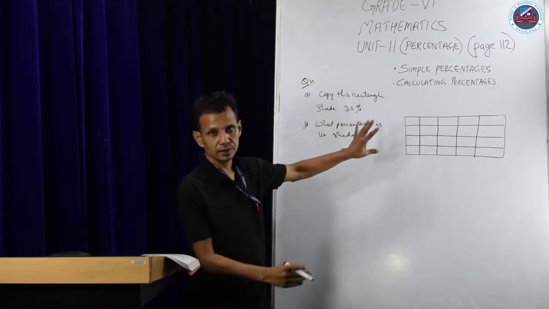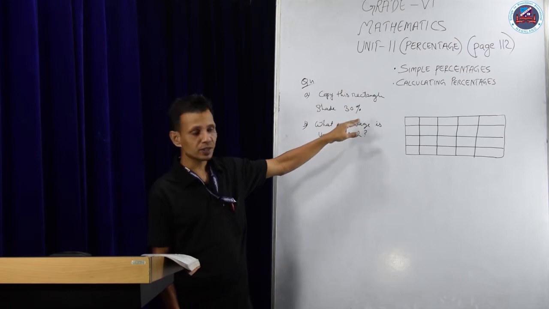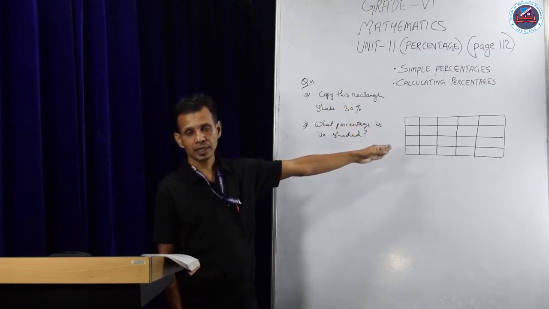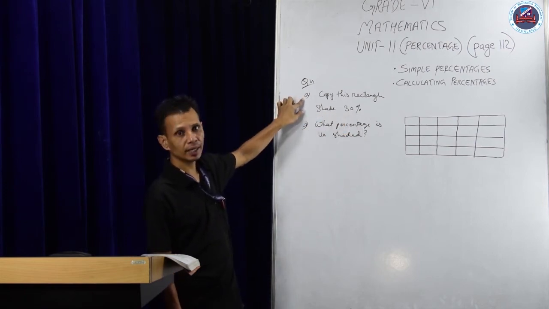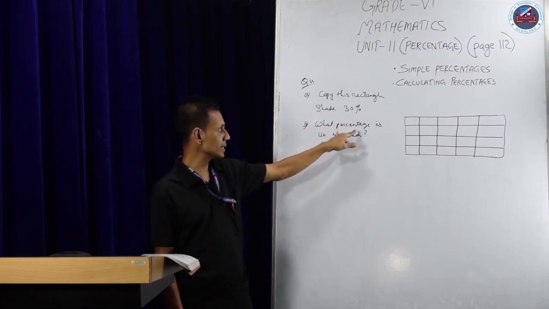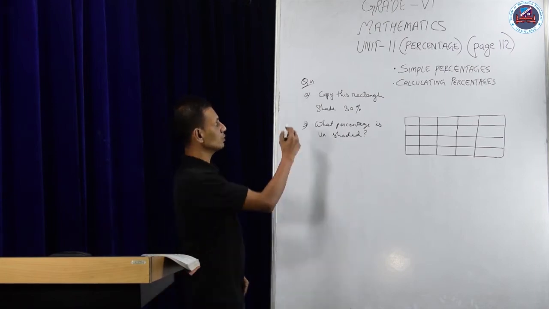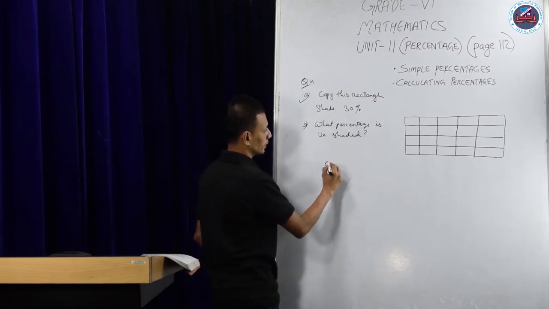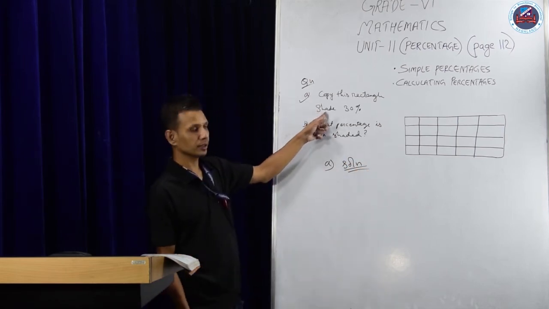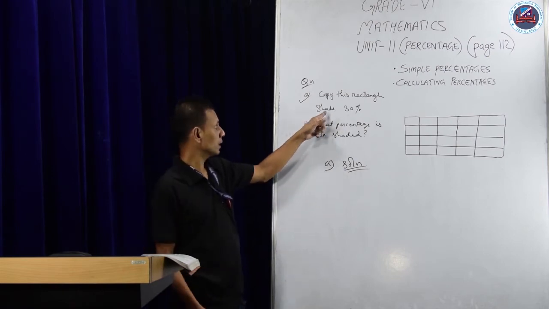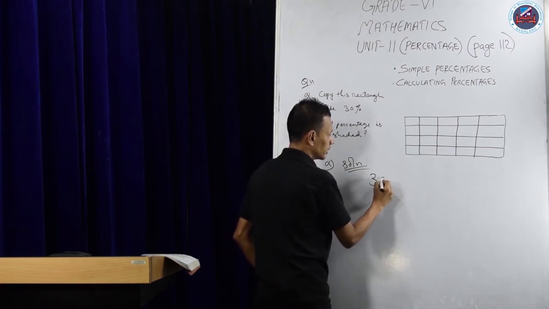Now let's do question number 4. This is your question. Complete this rectangle and shade 30%. In your answer, you need to copy this. After that, you need to shade 30%. That is your A question. B says, what percentage is unshaded? Is that okay? So you copy this and let's solve A. A solution. Okay, shade. You have to shade it. How many percent? 30%. You have to shade 30%.